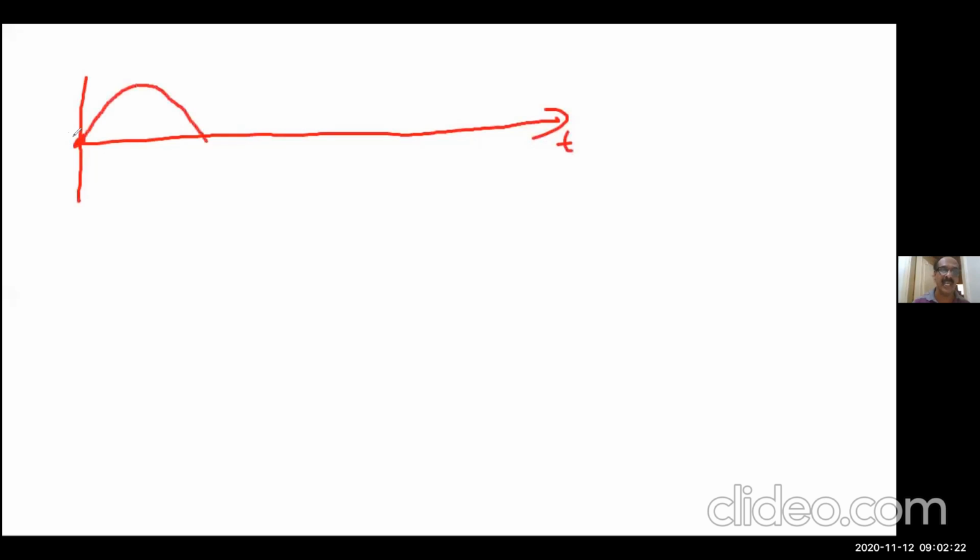And we are getting a pattern like this. Yesterday we have discussed about it. Like this, isn't it? Like this it goes. Now, this is displacement, this is time. This is for transverse wave.